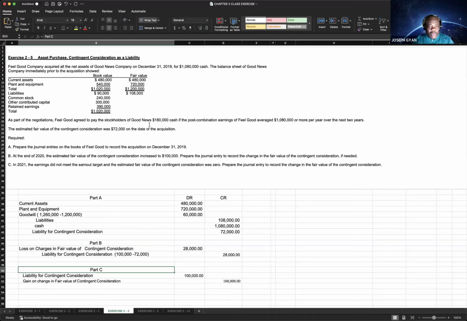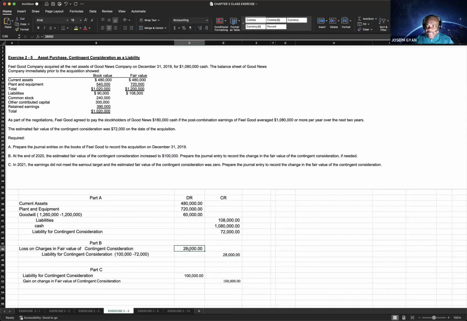Yes. Remember, when we promised them the 180, the market value of the 180 was 72. So we recorded a 72 here. But in 2020, when we measured the consideration, it had increased to 100,000. Right? It has increased to 100,000, which means that we lost $28,000 here.